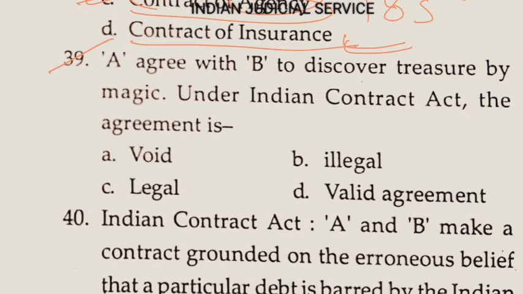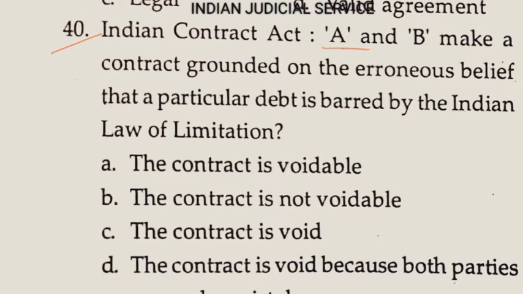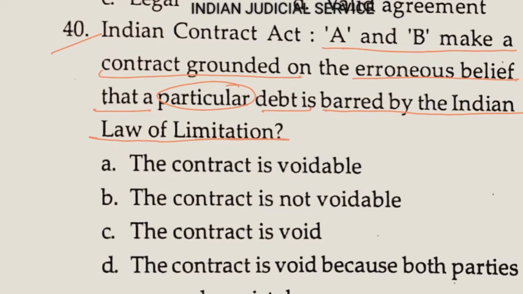Now question number 39. A agrees with B to discover treasure by magic. Under the Indian Contract Act, the agreement is, clearly, a void agreement. So the answer is option A. Now question number 40, Indian Contract Act. A and B make a contract grounded on the erroneous belief that a particular debt is barred by the Indian law of limitation.